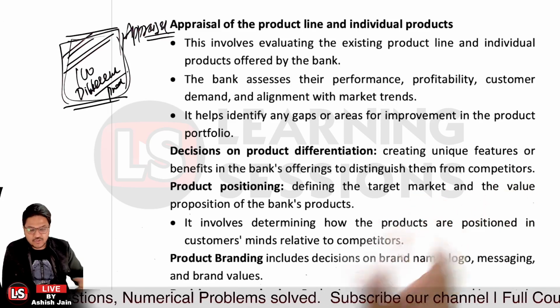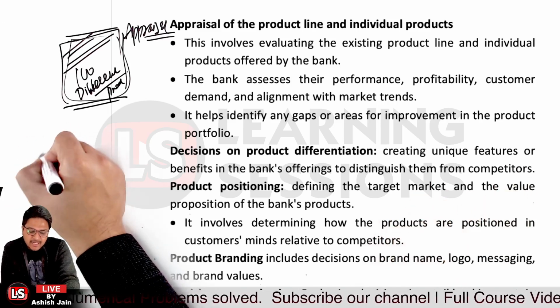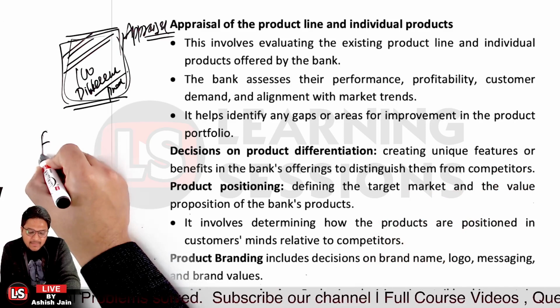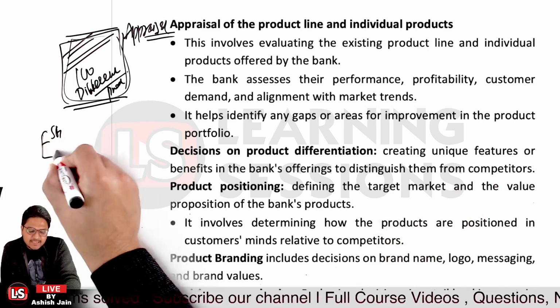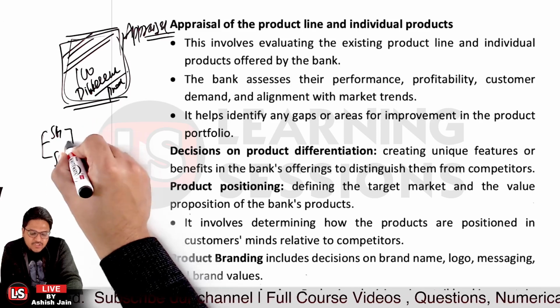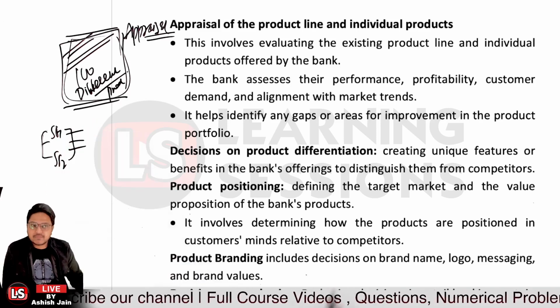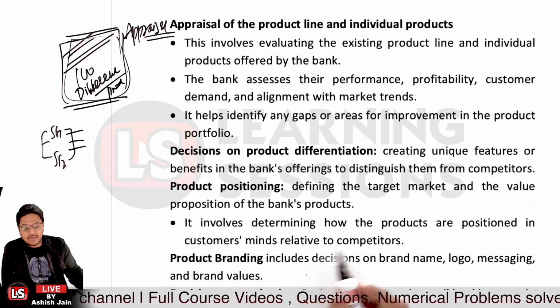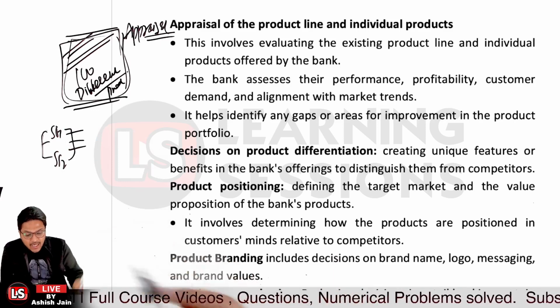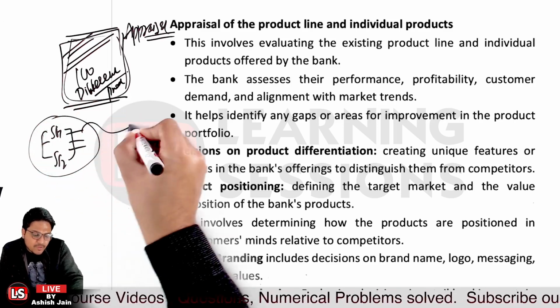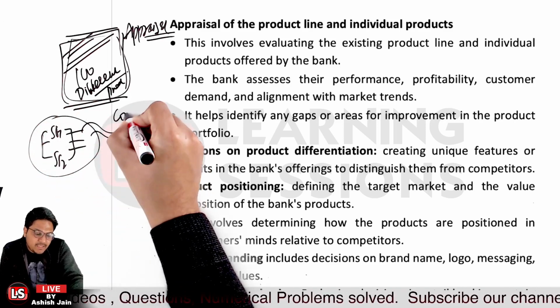Decision on product differentiation. Like I told you, under the savings fund account category, I'm having different types of accounts, SF1, SF2. Now, what are the different features which are differentiating between these two products, and how are your products different from the products being offered by your competitors?